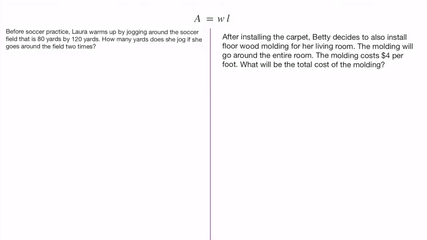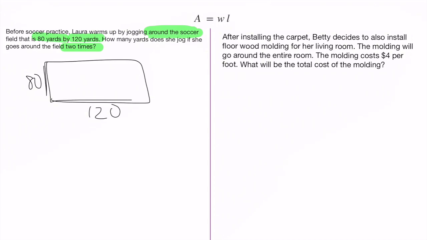Laura warms up by jogging around the soccer field that is 80 yards by 120 yards. How many yards does she jog if she goes around the field 2 times? So important things to look at in this question: 80 yards by 120 yards. She's going around the field 2 times. So if we want to know how much around, we have 80, 120. We are doing the border in this question. She's running around this field. So this is going to be a perimeter question.